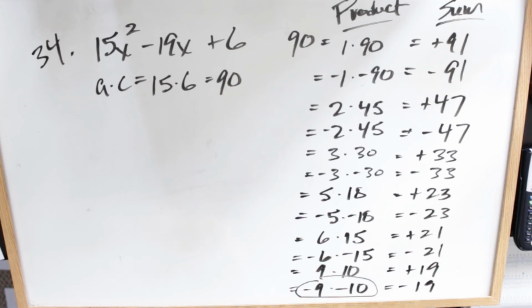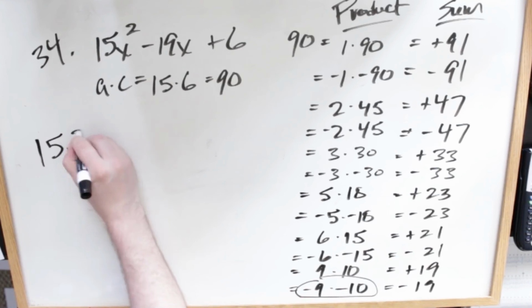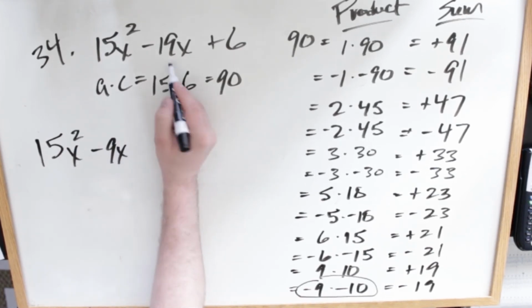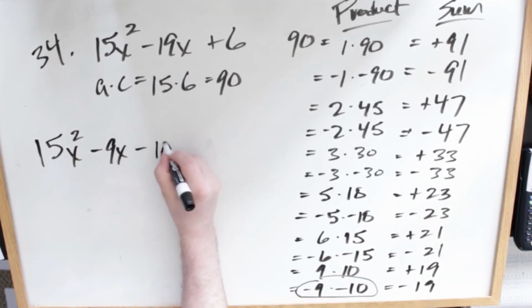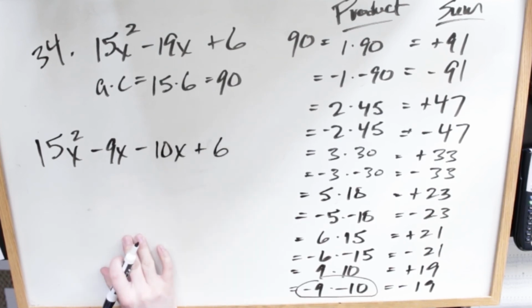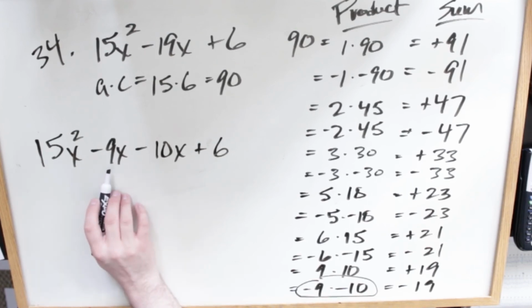So let's go ahead and factor these out. So we'll toss it in like we did. 15x squared minus 9x. So again, we're splitting this middle term into its components. Minus 10x, using the numbers below, plus 6. Okay. So can we factor anything out of a 15 and a 9? Well, they do share 3.